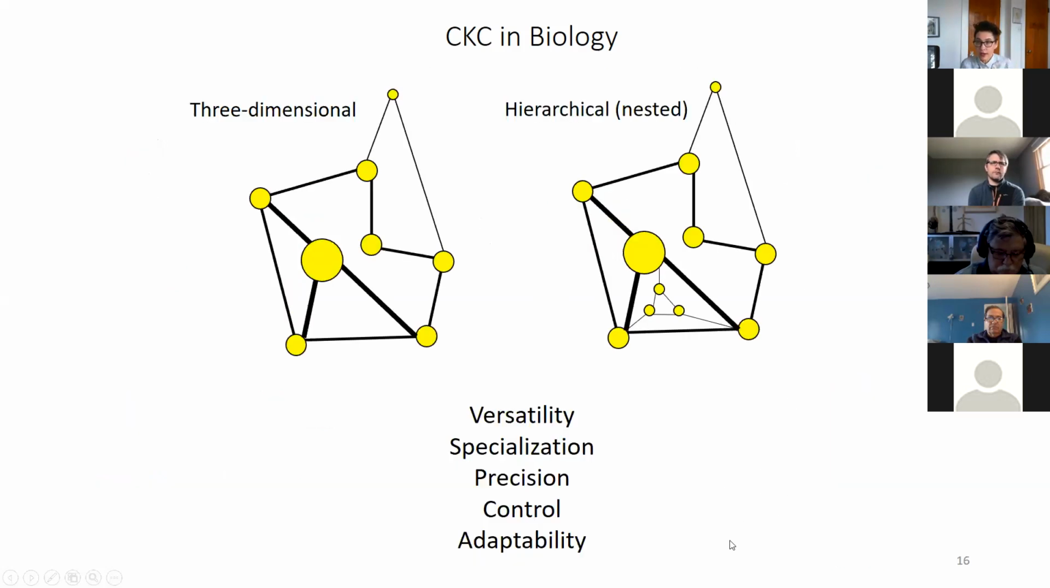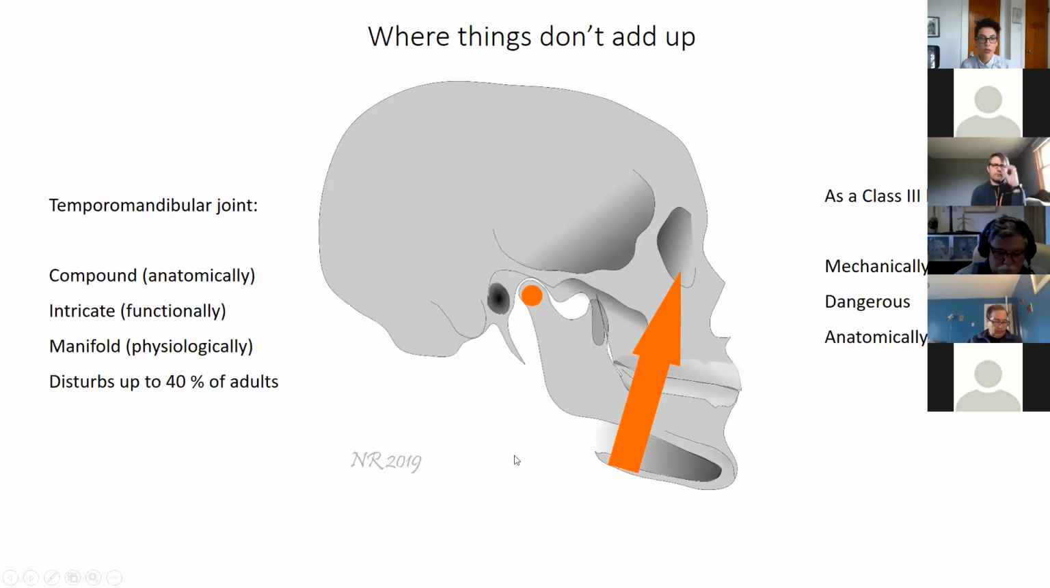In addition to that, closed kinematic chains in biology are not 2-dimensional, they are 3-dimensional, and they have their own nested hierarchies. So they're made of smaller chains that are put together into larger chains. And all these properties contribute to high versatility, high specialization for a given function, precision, control of movement, and adaptability to biomechanical circumstances that the organism can change on the go.